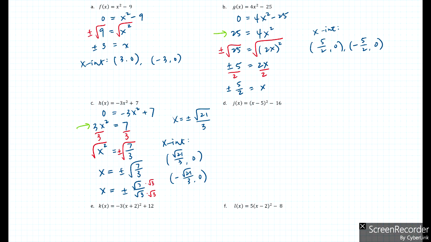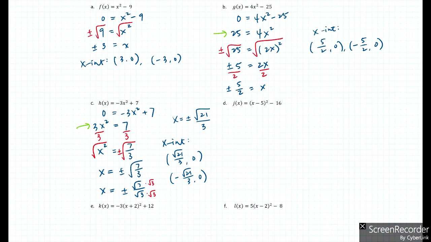Now that we know how to work with the case where we have x squared in the expression and a constant, we might have some other cases like we see in part D and on. So in part D, we have a perfect square expression subtracted by a constant, and this still fits our format that we're looking for in order to use a square root property.